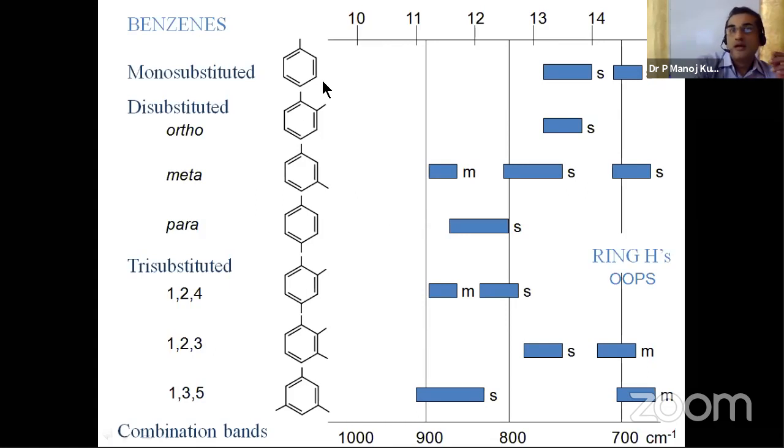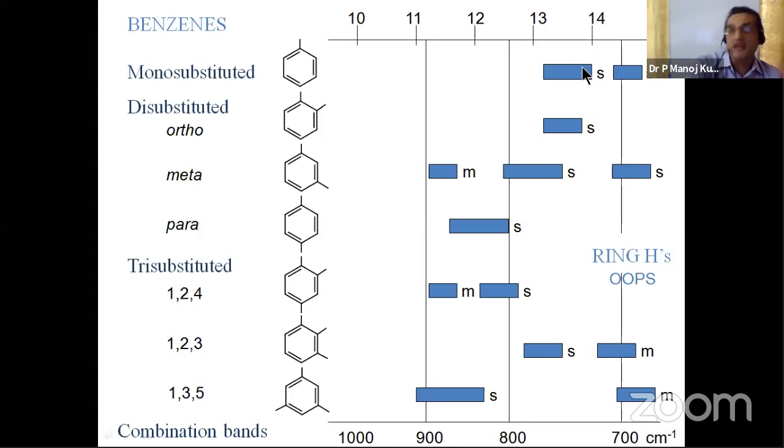So here, I'm talking about the low frequency region between 650 to 1000 centimeter inverse, and how those bands will help you in identifying the compound. So here you have mono substituted. What do you have here? Carbon, hydrogen, carbon, hydrogen, carbon, hydrogen. So they will give out of plane bending vibrations. Mono substituted, like a photograph you can see here, two strong bands, one around 700 and another around 750. Please make a note of this.